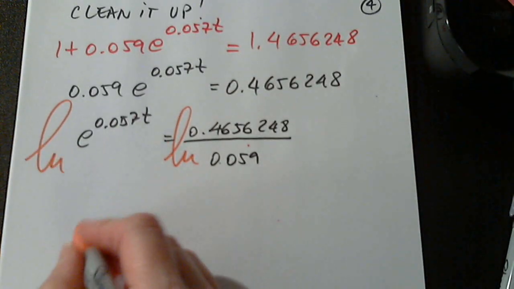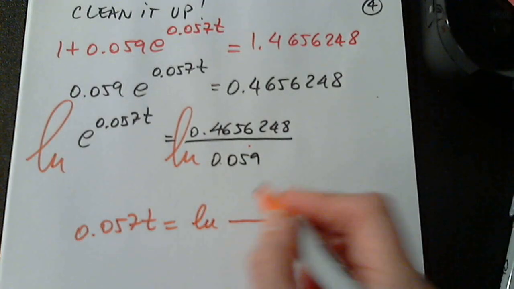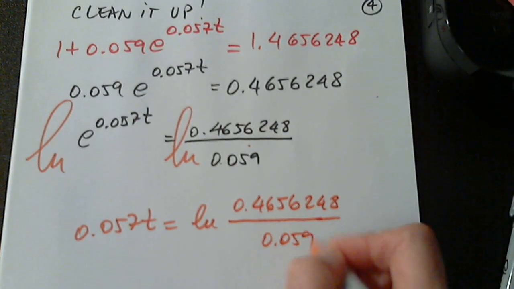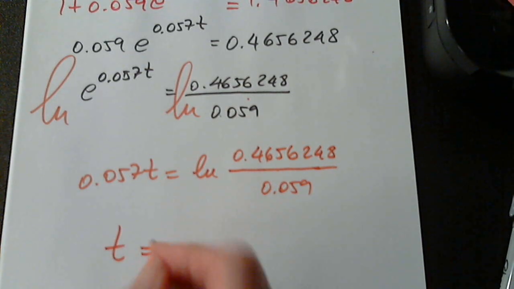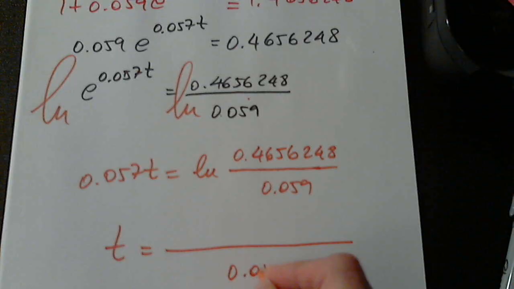The left-hand side we know it's 0.057t. The right-hand side stays as is. Don't touch it. We don't care for it. Don't do anything to it. Final step. What is it? Please, anybody? Do you divide by 0.057? So both sides by that, yes.